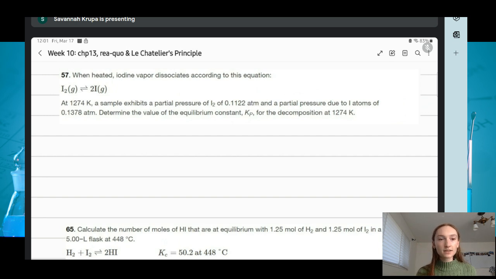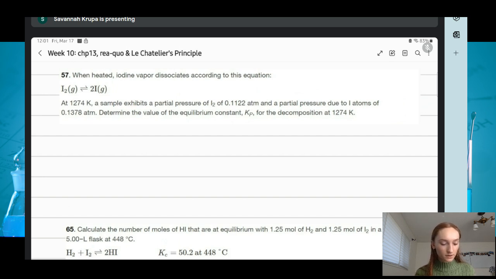So let's get started. This is going to be week 10 material, so we are going to be going over chapter 13, which includes constants of reactions and also Le Chatelier's principle, which has to do with equilibrium reactions and the way they'll shift depending on how much is going on with the reactants and products. So let's get started.